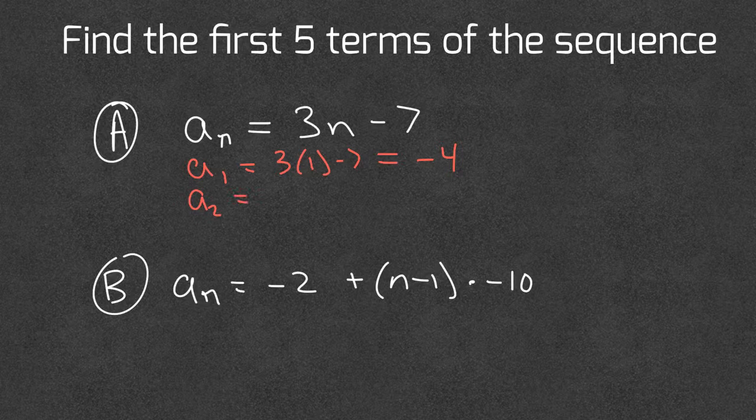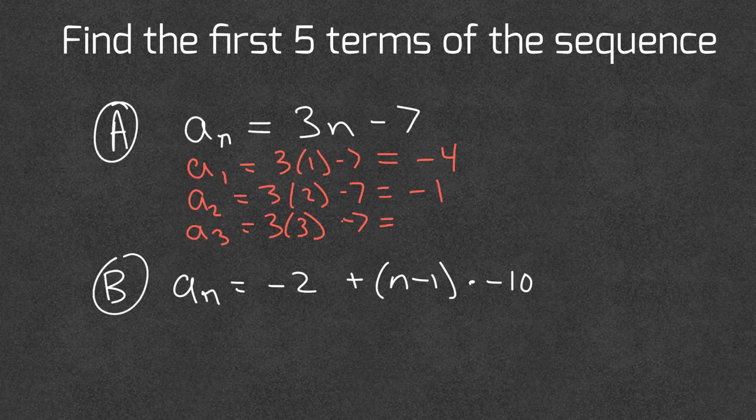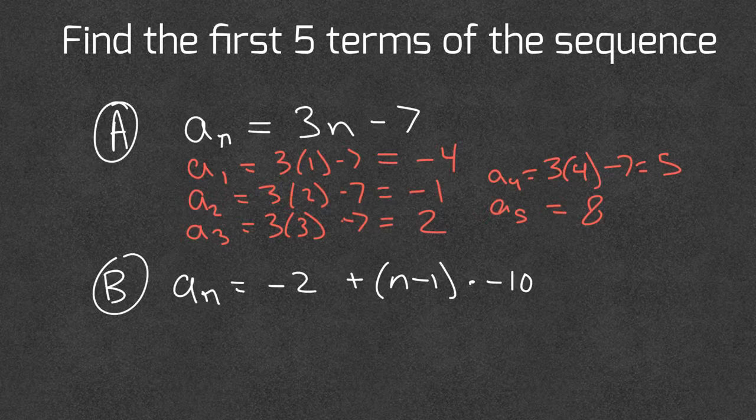We repeat this process. A sub 2 would be 3 times 2 minus 7, which is 6 minus 7, which is negative 1. We'll keep it going. A3 is 3 times 3 minus 7, which equals 9 minus 7, which equals 2. At this point, you might notice there's a pattern. We're adding 3 every time. So a sub 4 should be 5. Let's check. 3 times 4 minus 7 is 12 minus 7 equals 5. And then a sub 5 we should know is 8. So there we go, we found the first 5 terms.